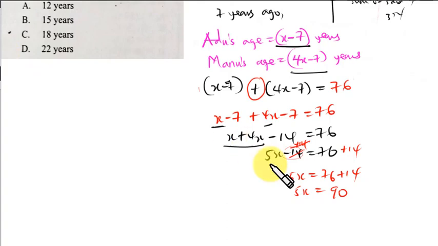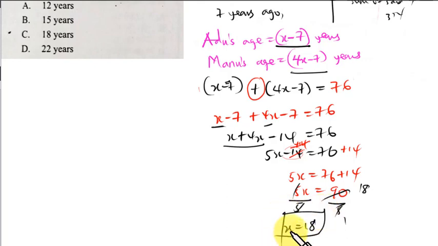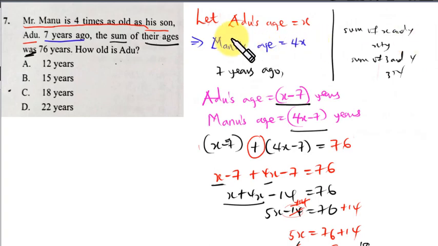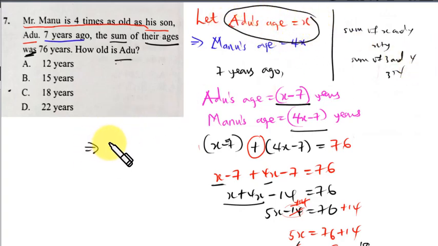And if I want to find x, I have to divide by the coefficient of x, and that is 5. 5 into 9 is 1, 5 into 40 is 8, so 18. So x is 18. And what does the question ask? It asks us to find the age of Adu. How old is Adu? And I said let Adu's age be equal to x. So if x is 18, it implies that Adu's age currently is 18 years. Yeah, so the correct answer is C, 18 years.